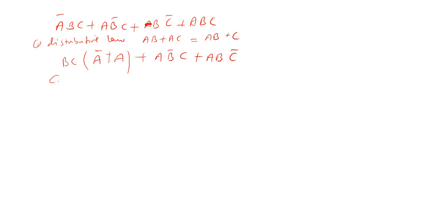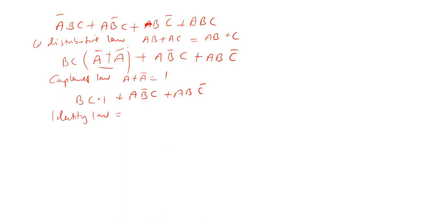Let's use the complement law. Complement law means A or not A gives 1. So this one will result to 1. So we are remaining with BC and 1, or A not BC or A B not C. Then let's use what we call identity law. Identity law, here we are going to say A and 1 we get A, and that will apply in the first term. So we get BC or A not BC or A B not C.